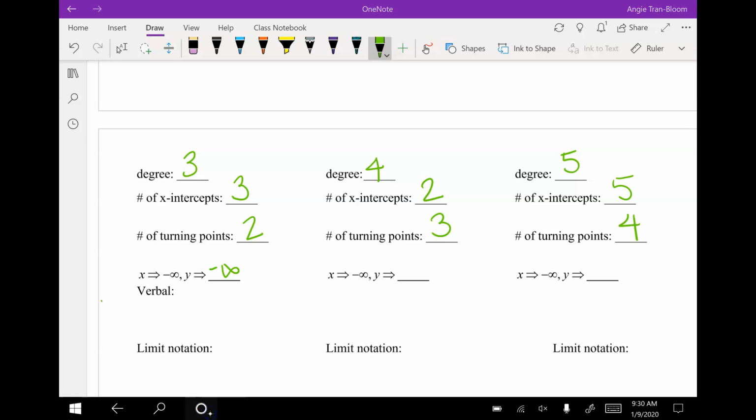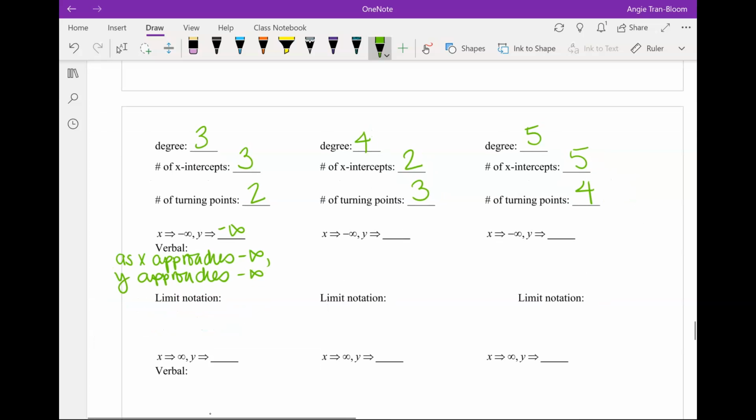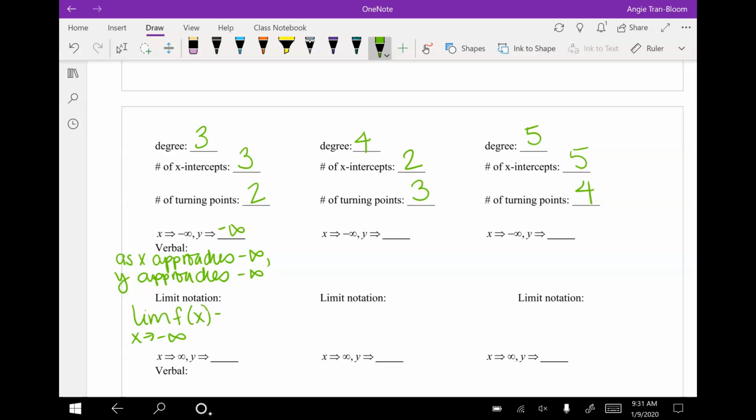So verbally, we're going to say as x approaches, y also approaches, with this question, negative infinity. And we will also do the limit notation. So we are going to write the word limit as x approaches negative infinity. What variable did they use for y for this question? F of x, okay. Y also approaches negative infinity. So that's your end behavior.